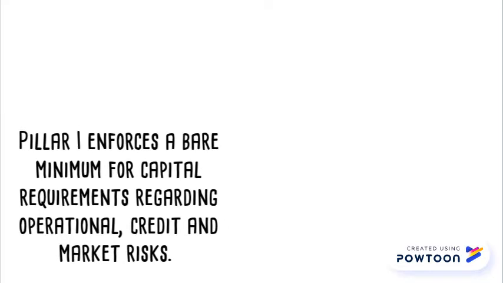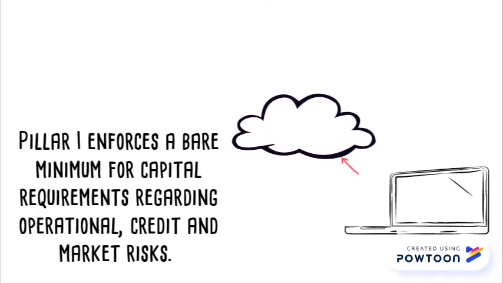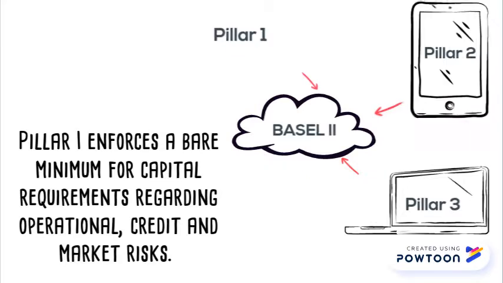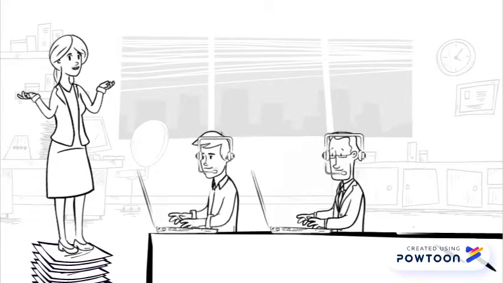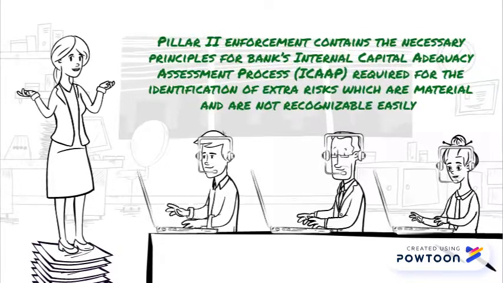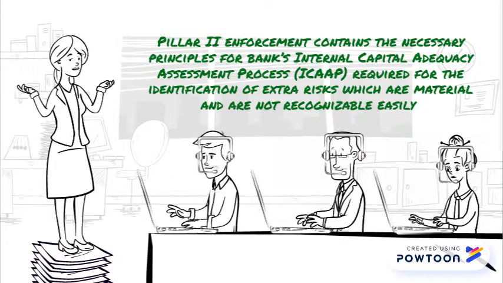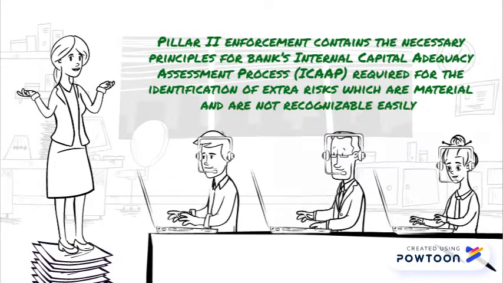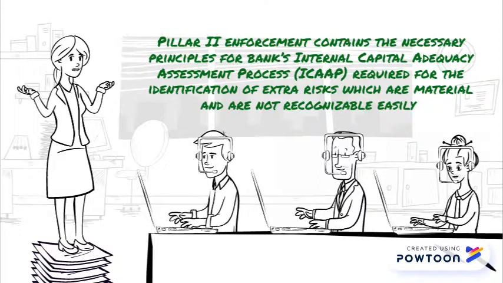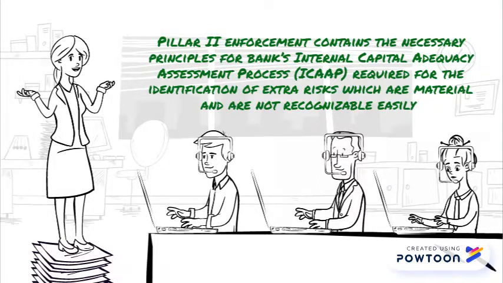There are namely three pillars in this Basel II Accord. Pillar 1 basically enforces a bare minimum for capital requirements regarding operational, credit and market risks. Pillar 2, enforcement, contains the necessary principles for banks' internal capital adequacy assessment process, also known as ICAAP, required for the identification of extra risks which are material and not easily recognizable.